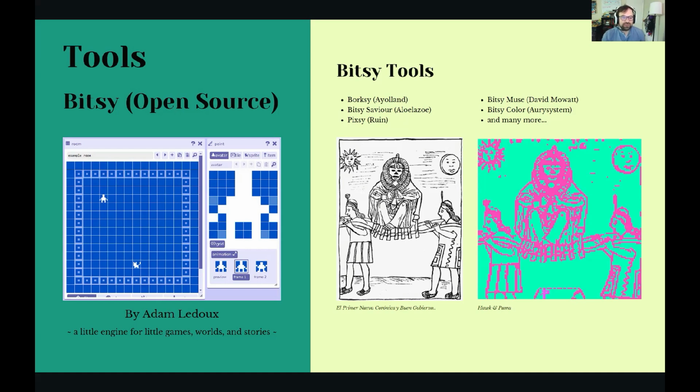So for me, it's fundamental to address that I use Bitsy. It's awesome, please go and explore it: an open source tool to create little games, worlds, and stories. It's made by Adam Ledoux. And also, since it's open source and has a wonderful community, there are awesome tools created by the community, like the ones that you see here.